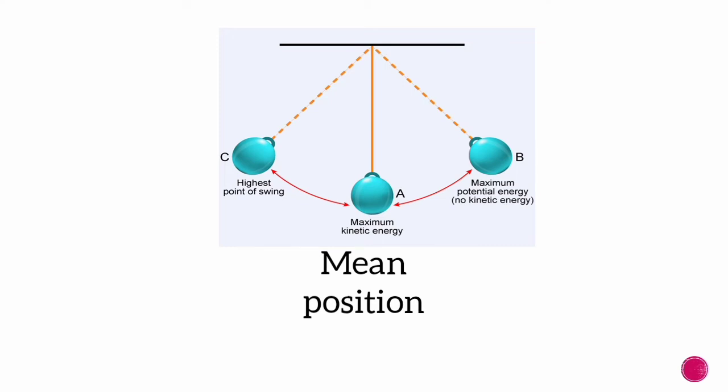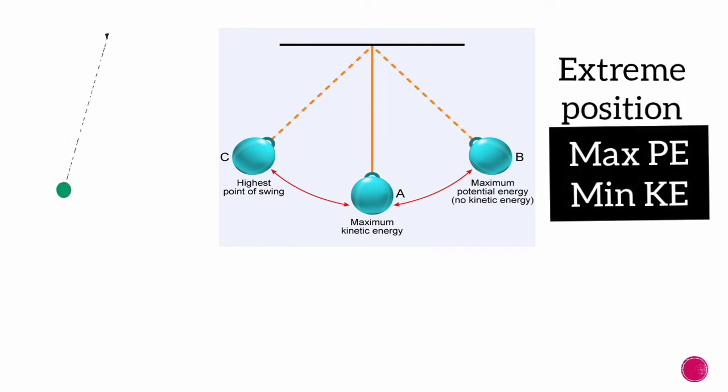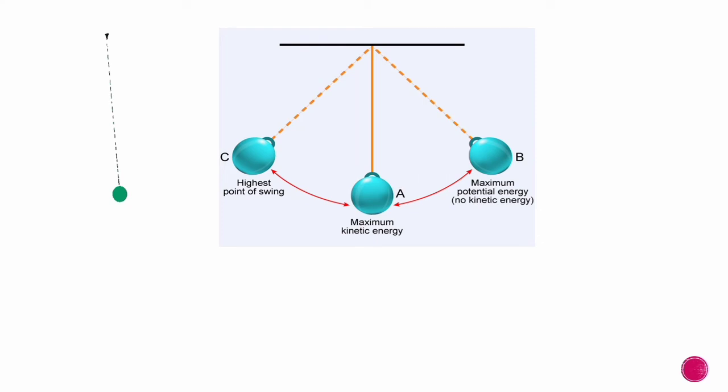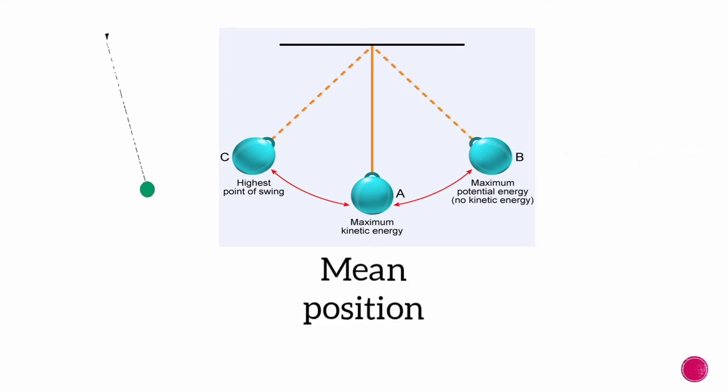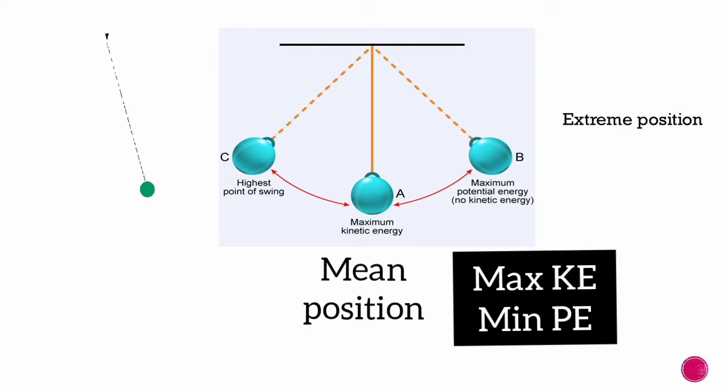At the extreme position, when you have taken the bob to the extreme position, the bob has maximum potential energy and its kinetic energy will be 0. As you leave the bob and it starts moving from one extreme position to the mean position, its potential energy decreases and its kinetic energy increases. And at the mean position, it has maximum kinetic energy and minimum potential energy.